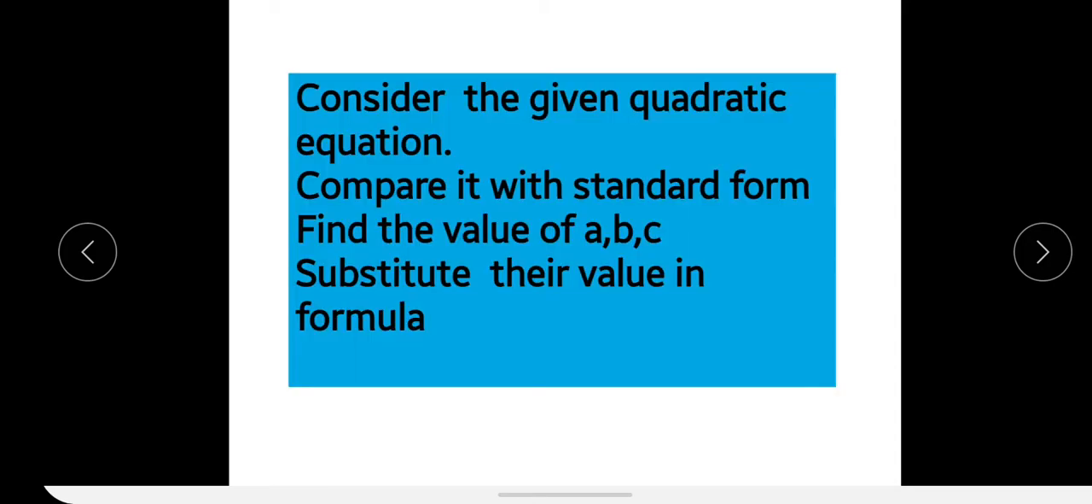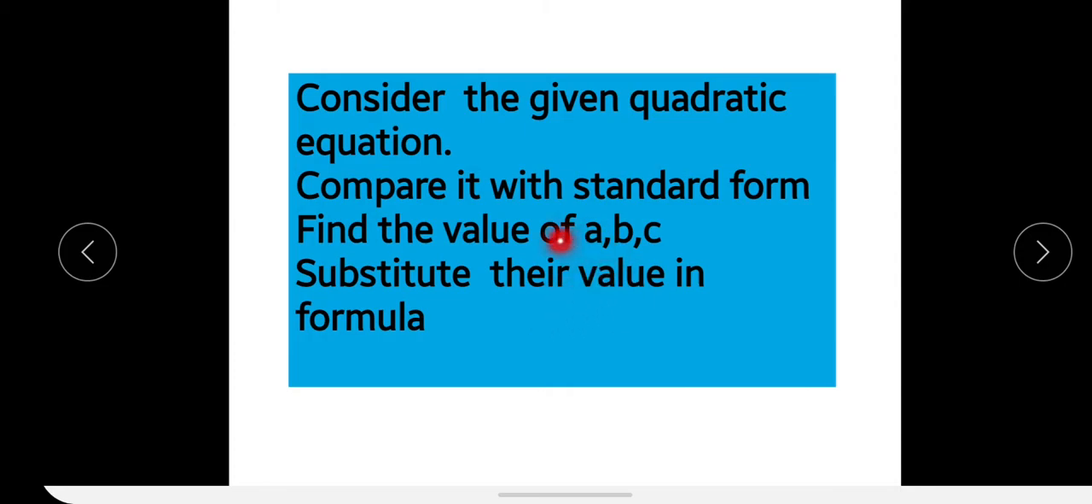Now consider the given equation, which is a quadratic equation, and compare it with the standard form, that is ax square plus bx plus c is equal to 0. From that you can find the values of a, b, c that we studied earlier in the earlier videos. Then substitute these values of a, b and c in the formula.